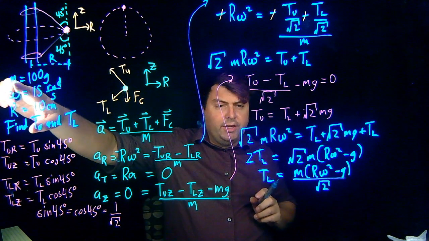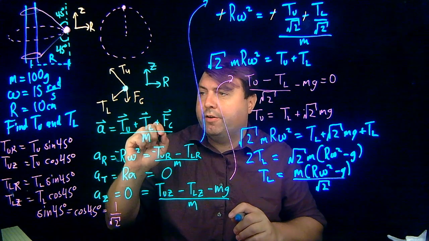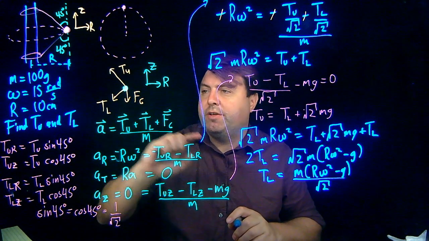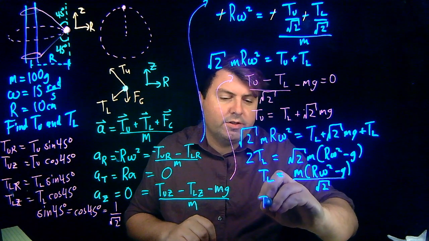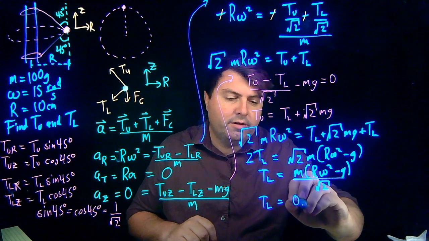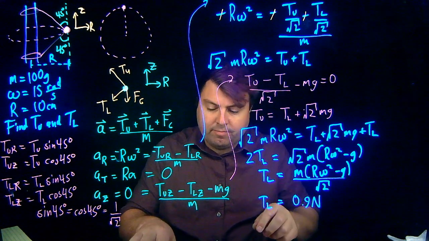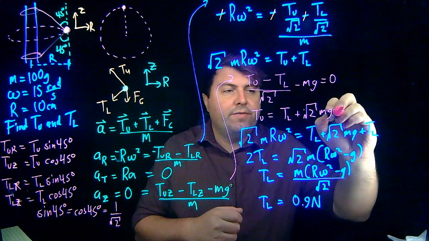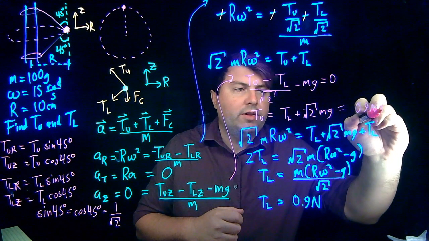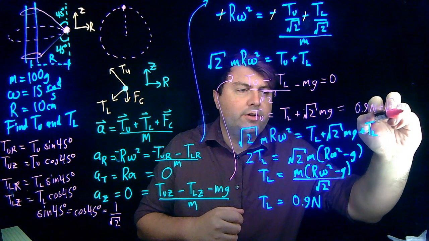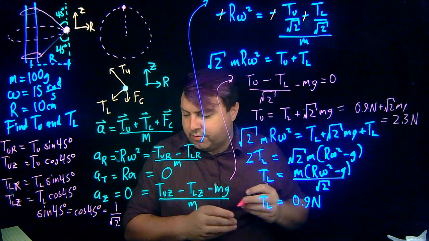So we can plug in 100 grams, which, more usefully, is 0.1 kilograms. We can plug in 15 radians per second. We can plug in 10 centimeters. When we do all of this, we get that our TL is 0.9 newtons. And then for TU, we get 0.9 newtons plus square root of 2 mg, and this gives us 2.3 newtons.